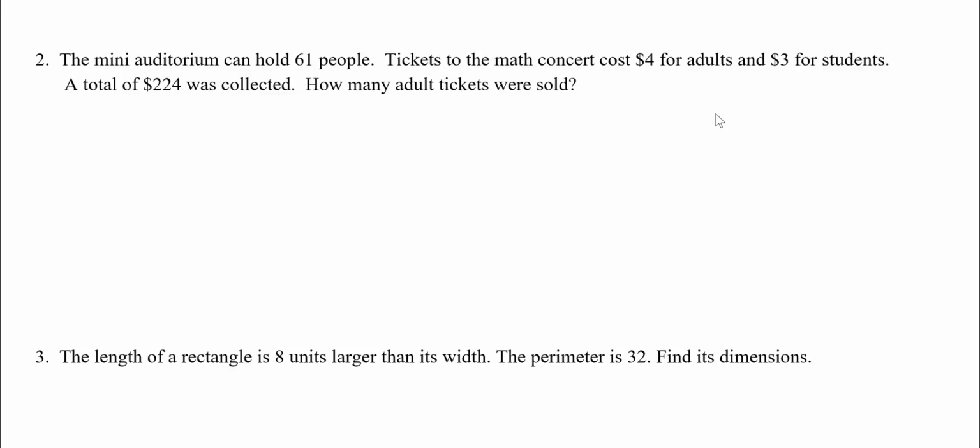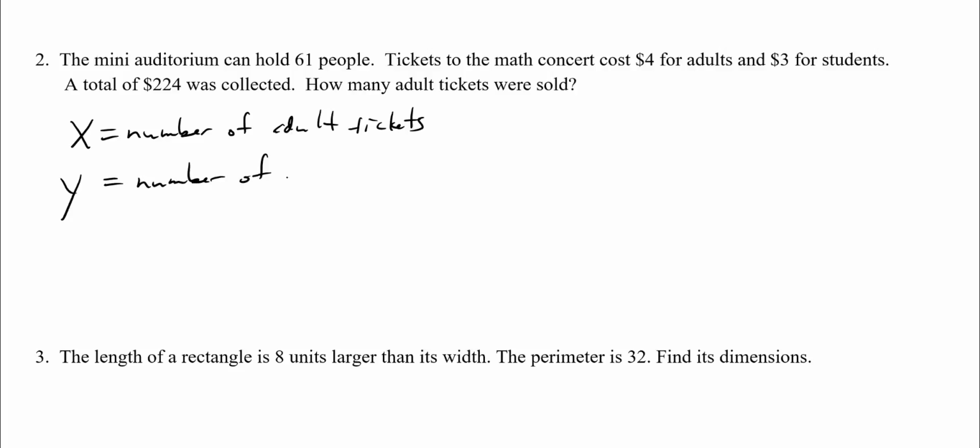The next one. It says a mini auditorium can hold 61 people. Tickets to a math concert, ooh, that sounds exciting, costs $4 for adults and $3 for students. A total of $224 was collected. How many adult tickets were sold? So here's the deal. You need to set up two variables, okay? So I'm going to say x equals the number of adult tickets. And y equals the number of student tickets.